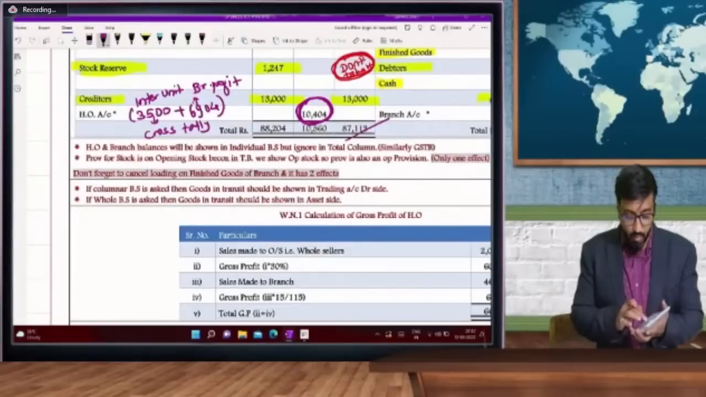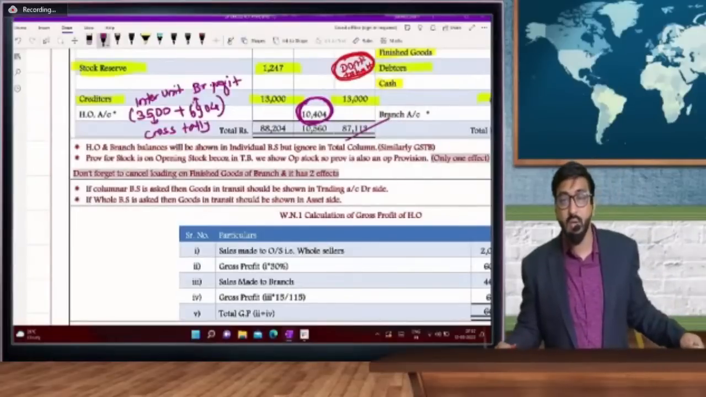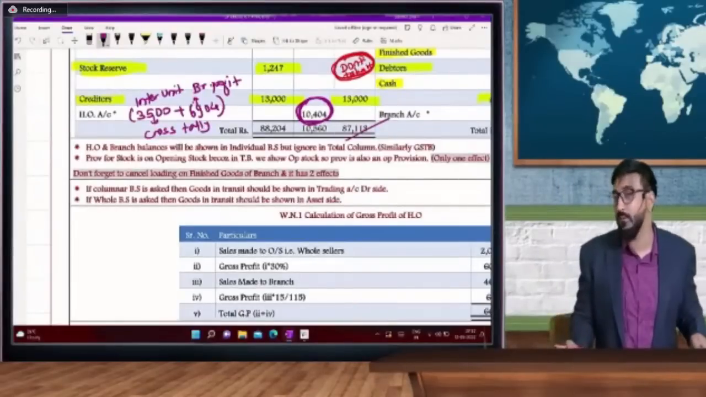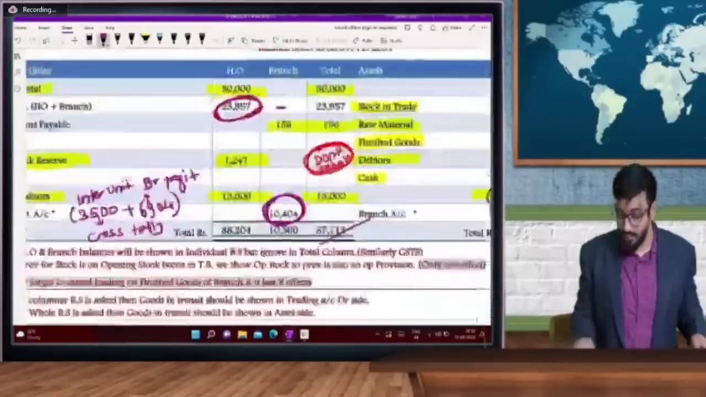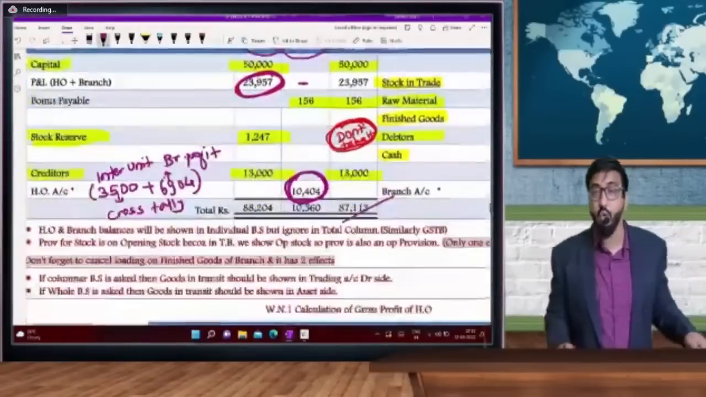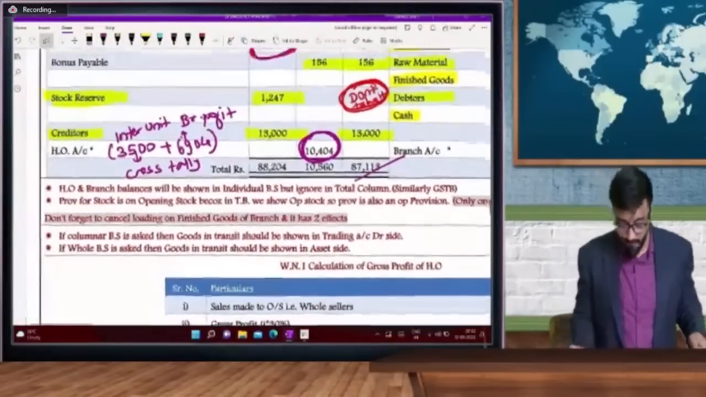How many of you got this concept? Why this 10,404? Yes, without looking at previous videos or my previous batch sessions, how many of you got this 10,404? Why is there a balancing figure in standalone? So this is a standalone. HO standalone, branch standalone, and total we prepare separately. This is called a standalone balance sheet.